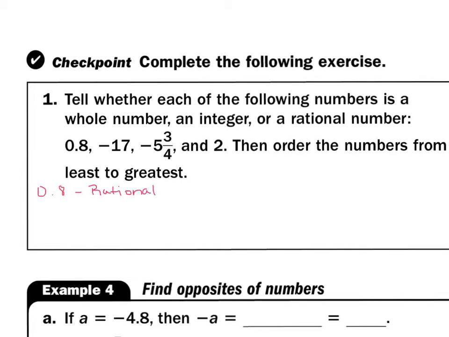Okay. -17. Is it a whole number? No, because it's negative. Is it an integer? Yes, because it is a counting number with a negative sign on it, which makes it an integer. And if it's an integer, it's a rational number. -5 3/4. Whole number? No. Integer? No, because it's not a counting number. But it is written as a fraction, so it's rational.